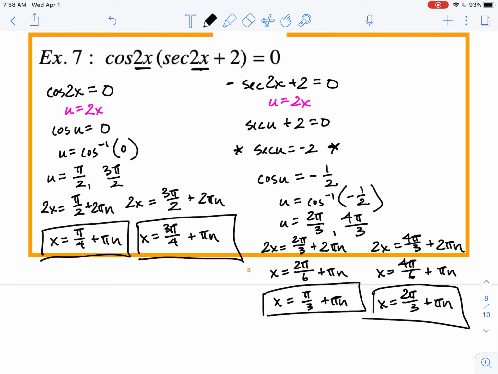And so here we finish our last example. It has the most number of solutions out of all the ones we've seen, but it's okay for it to have a lot of solutions when you solve a trig equation.